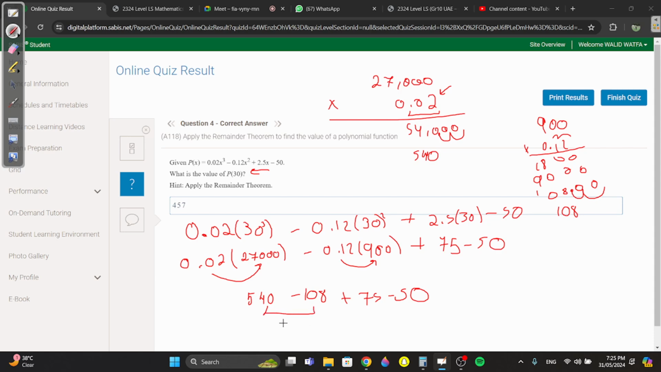540 minus 108 is 432. Plus 75 minus 50, let's make our life easier, is 25. Then let's add this: 5 plus 2 is 7, 2 plus 3 is 5, and nothing to add to the 4, so 457. So that's it for question 4.